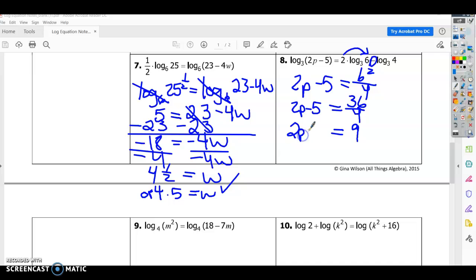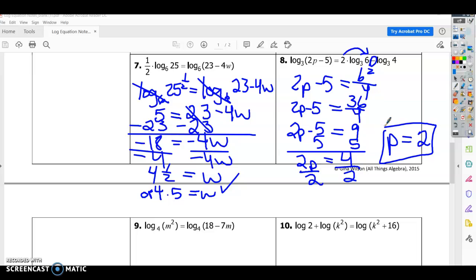And then we have 2p minus 5. Add 5. 2p equals 9 minus 5 is 4, and divide both sides by 2. So p equals 2. And again, we need to check this answer. So 2 times 2 is 4. And 4 minus 5 is negative 1. So it's going to be a negative 1 right here. And then 6 squared, we've got 36 divided by 4 is 9.